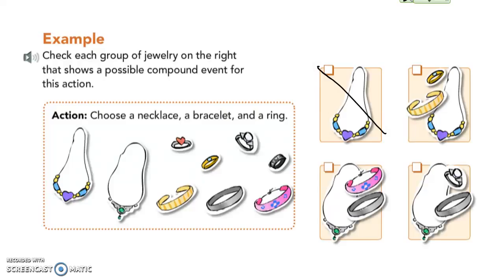So is the first option good? No, because it's just a necklace. That's not good. What about the next one over? Is this one good? Yes, I see a necklace, I see a bracelet, and I see a ring. So this is a possible compound event. Bottom left, is this a possible compound event? No, because I have a necklace and two bracelets. That's not right. And then the last one, yes, is the right combination.